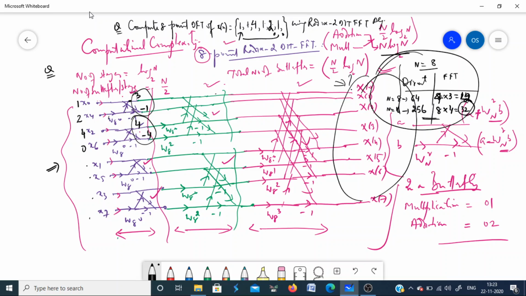Okay. So next we will discuss the radix 2 decimation in frequency algorithm, which is very similar to this decimation in time algorithm.